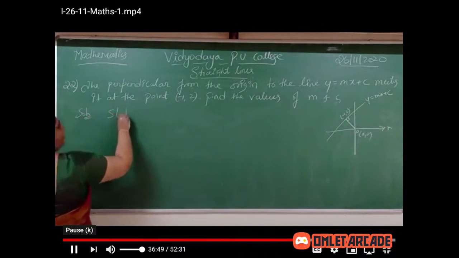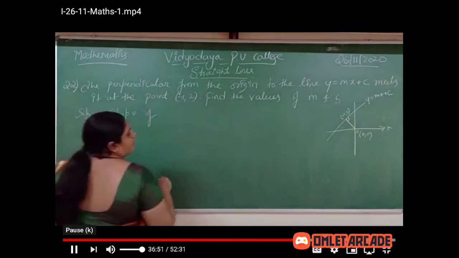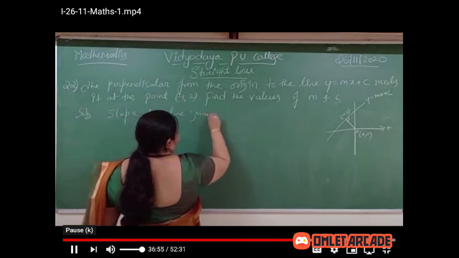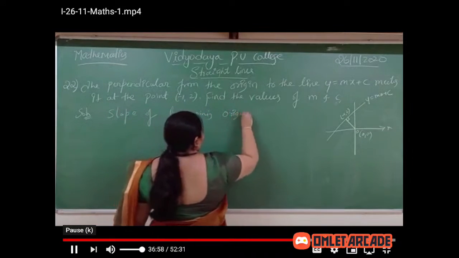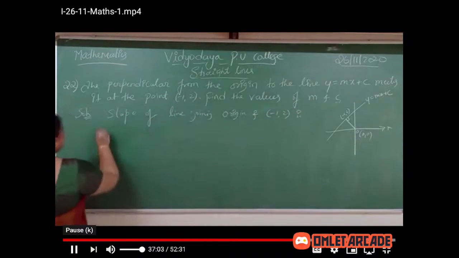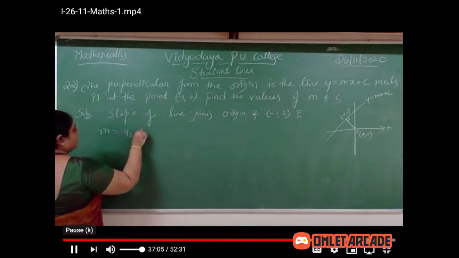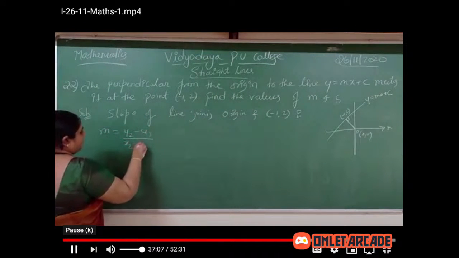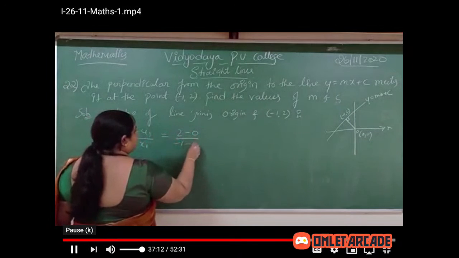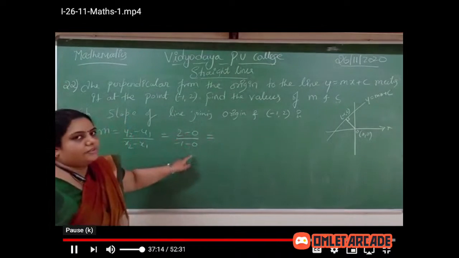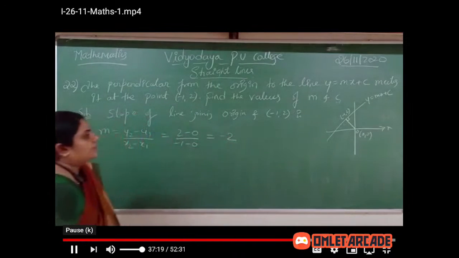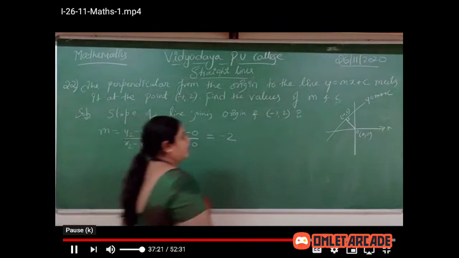Solution. Slope of the line joining origin and minus 1 comma 2 is, I am using which formula? m is equal to y2 minus y1 divided by x2 minus x1. So y2 is 2 minus 0 divided by minus 1 minus 0. Did you get the 0? From where? Origin. Okay. So it is minus 2. So this is what? Slope of this line.